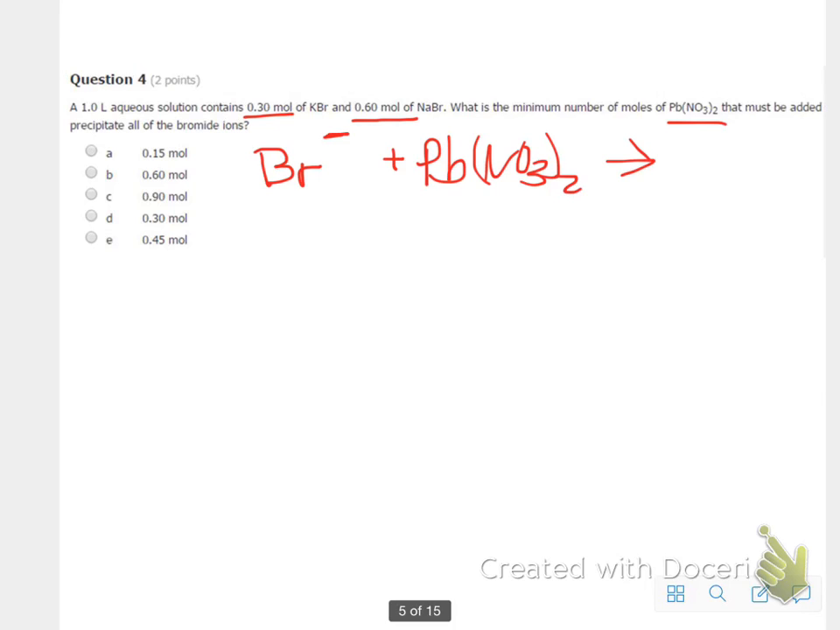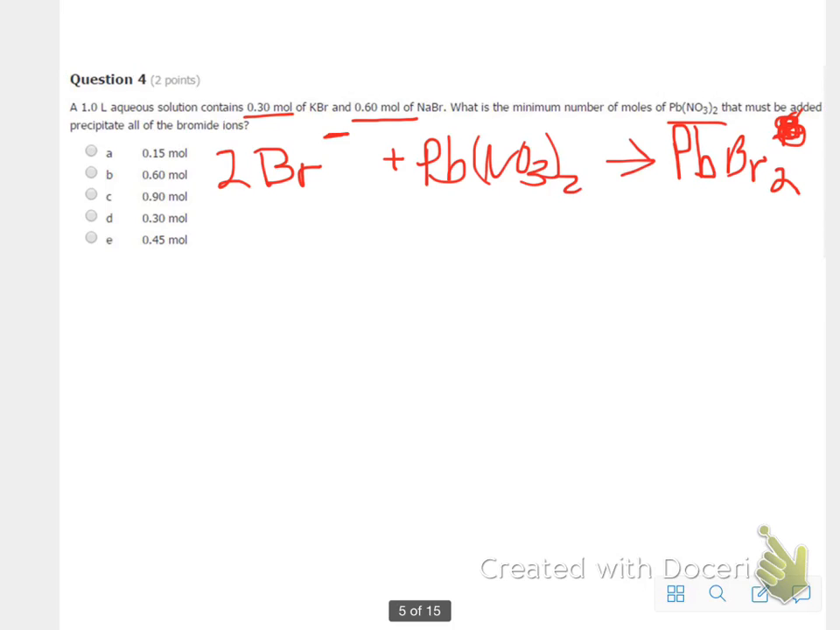If I'm trying to precipitate out the bromide ions, the only way I can do that is if I make it have lead in it, right? The lead is going to cause it to precipitate. So this is a neutral compound, right? So that's what I'm going to end up with. And so let's just balance the lead and the bromine. So we need 2 Brs here, okay?